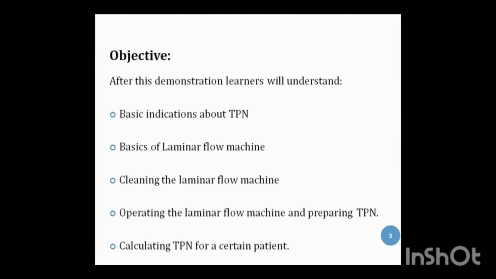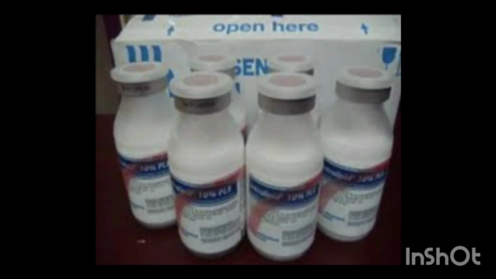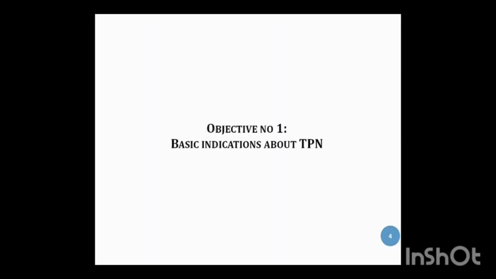The objectives of this demonstration are basic indications about TPN, basics of laminar flow machine, cleaning the laminar flow machine, operating the laminar flow machine and preparing TPN, and calculating TPN for a certain patient. A TPN solution contains proteins as crystalline amino acids, fats as 20% intralipids or 10% intralipids, carbohydrates as glucose, electrolytes like potassium, sodium, calcium and magnesium, and certain trace elements along with.